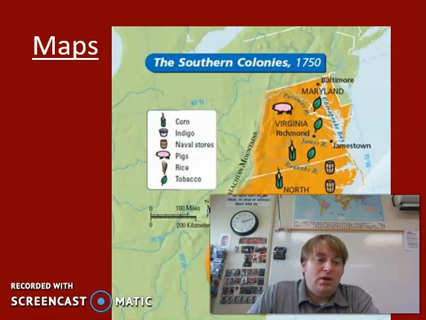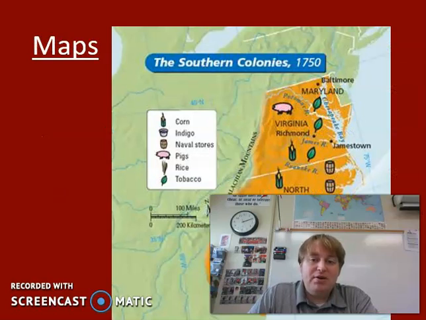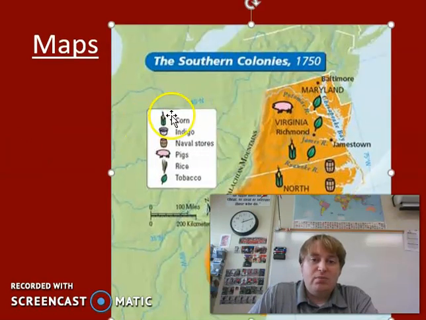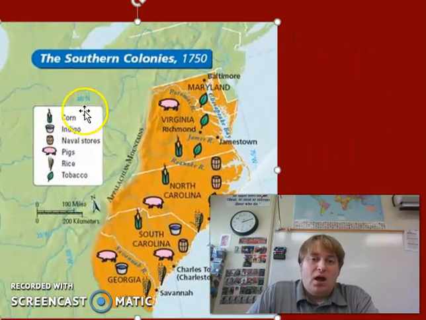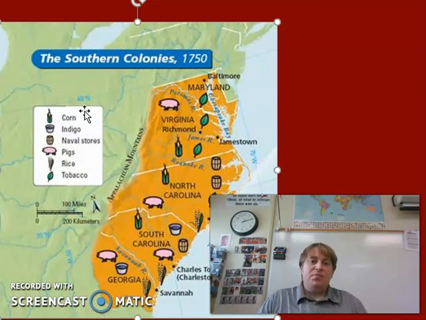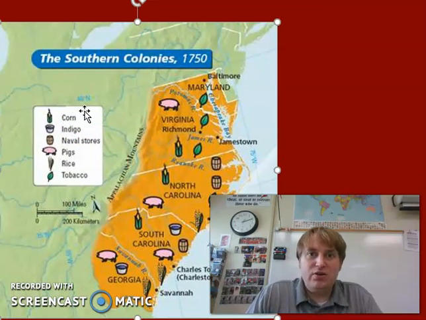So looking at this map here of the southern colonies, and it's kind of blocked. I'll move it over. You can see the title, which is very clear on the top.